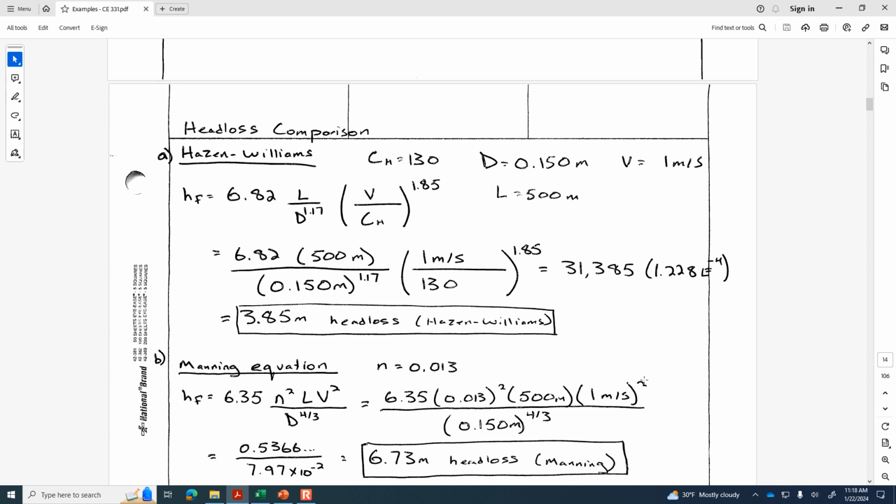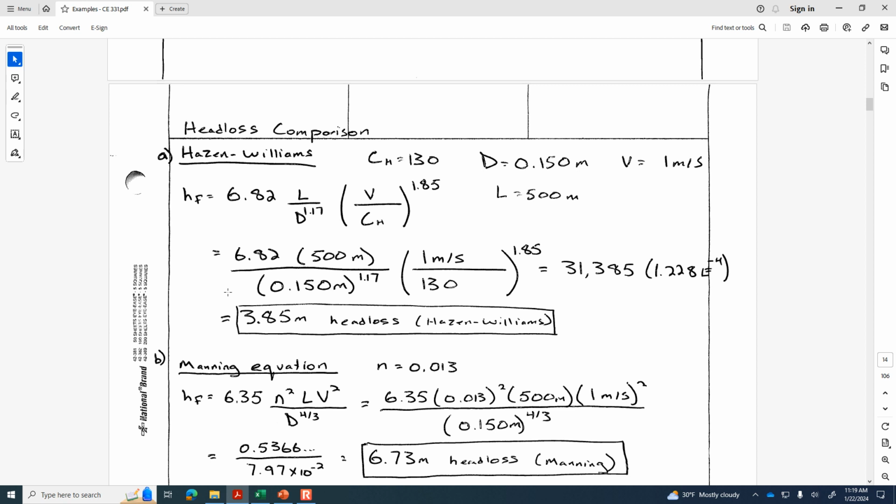Okay, this is a Goldilocks situation here where one of them is going to be too low, one of them is going to be too high, and then, of course, Darcy-Weisbach equation is just right. I hope what you find is that when you substitute in the C value, the diameter, the velocity, the length, and so on, you should get that the Hazen-Williams estimated head loss is 3.85 meters. Everybody get that? 3.85 meters, good.